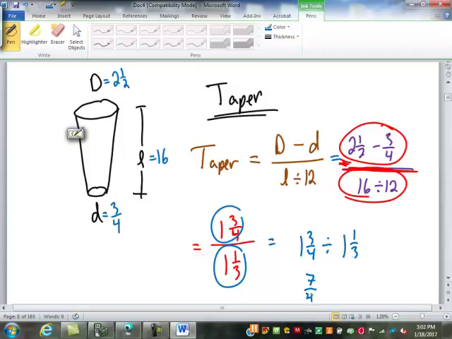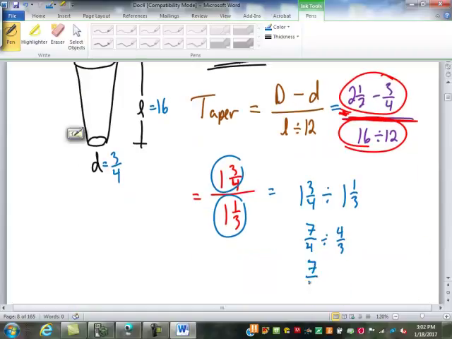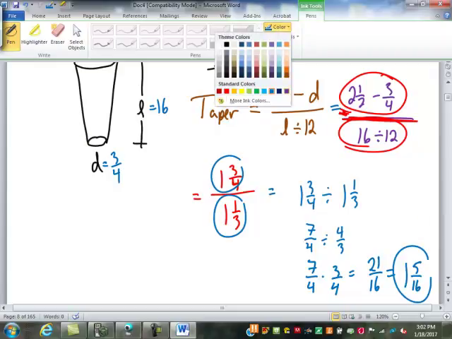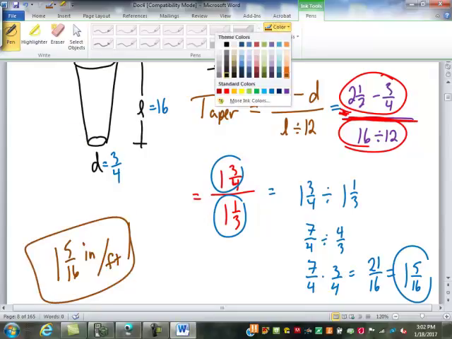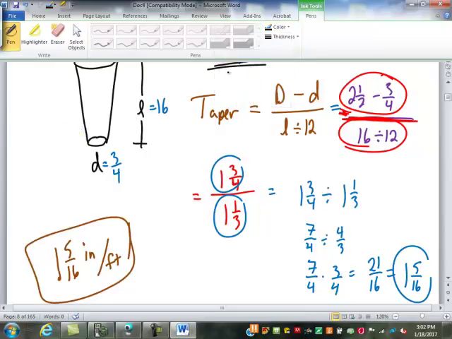So 7/4 divided by 4/3, or 7/4 times 3/4, which is 21/16, or 1 5/16. So the taper per foot for this leg is 1 5/16 inches per foot. So if you're running this on a CNC machine, all you'd have to do is enter that taper, and you'd have to also enter the beginning diameter, the large diameter. The machine would automatically construct that taper.